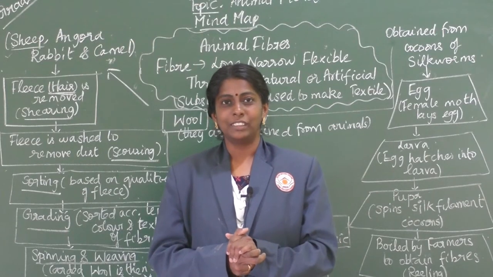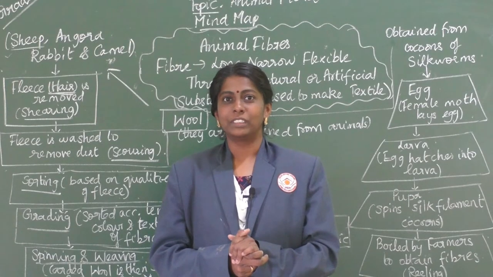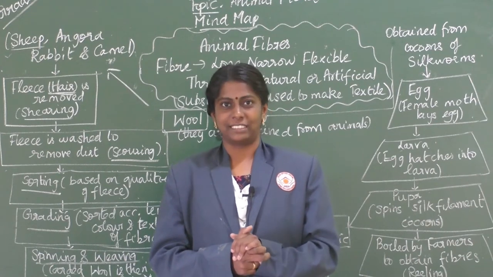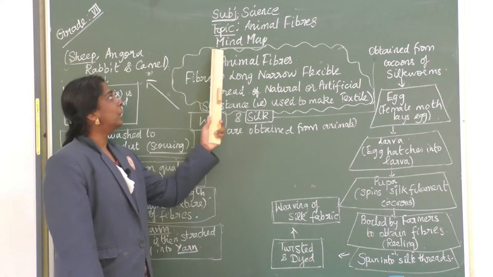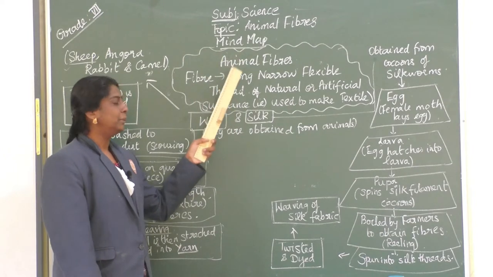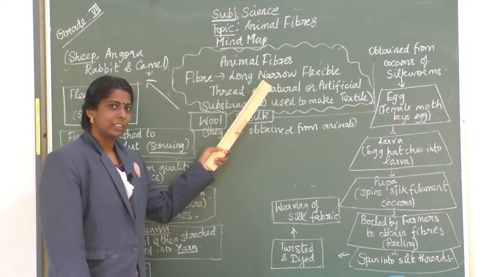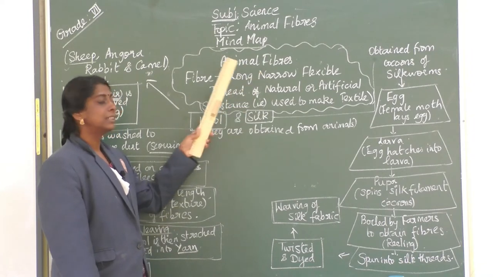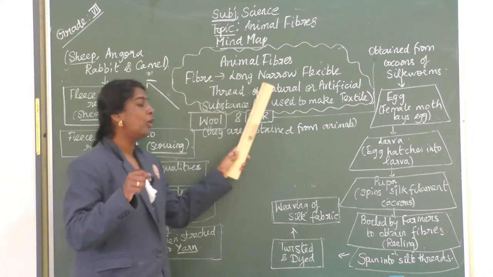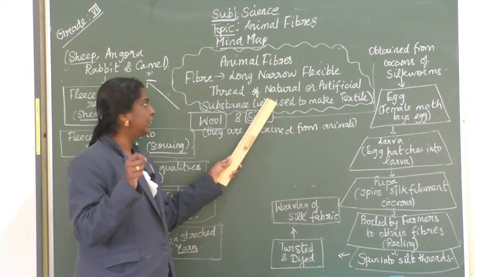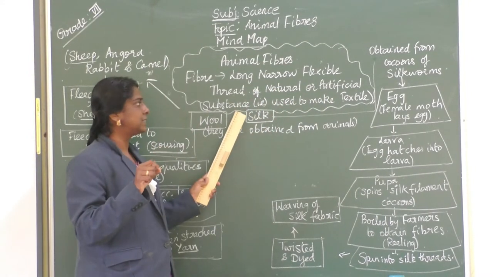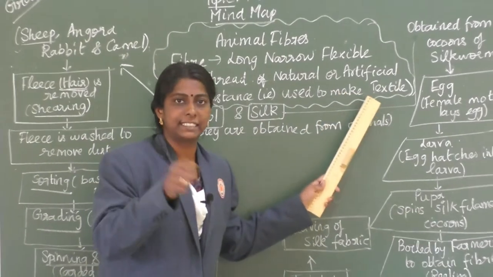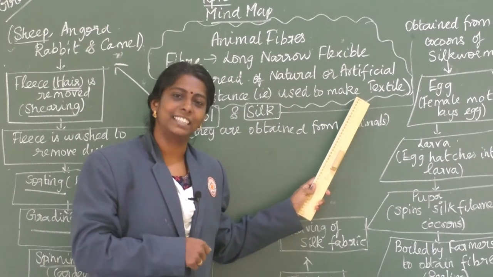So now we are going to learn about animal fabrics in detail. Yes, students, now about the mind map for animal fibers. So about animal fibers, fiber is nothing but a long, narrow, flexible thread, made either by natural or artificial substance. It is used to make textile.